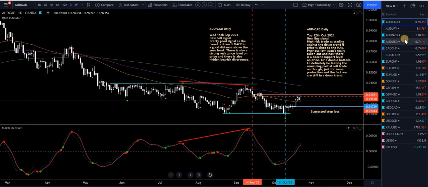So let's get into the charts. I've rambled on for about 9 minutes without actually doing anything. So here's my watch list. AusCAD. Let's start with the AusCAD. We had a sell initially, which is over here, designated by the red if you read that Word document. It's been stopped out.